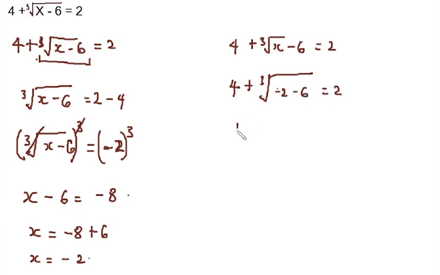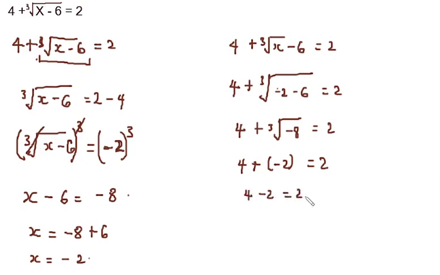So we know that the cube root of minus 8 is minus 2. So 4 plus the cube root of minus 8 is simply 4 minus 2, and this is equal to 2. So 2 is equal to 2. So that means x is the solution to this equation.